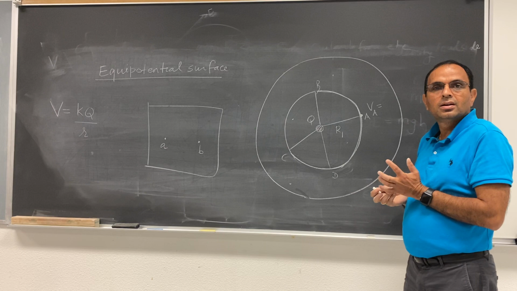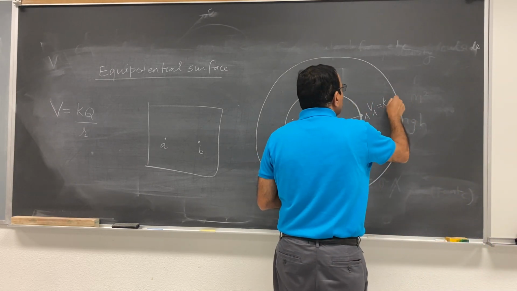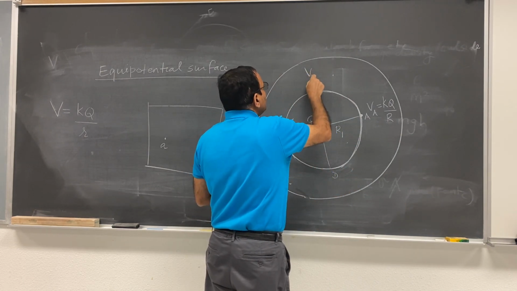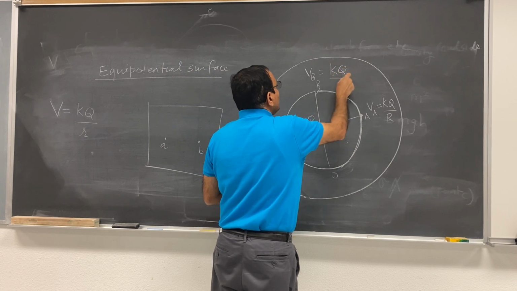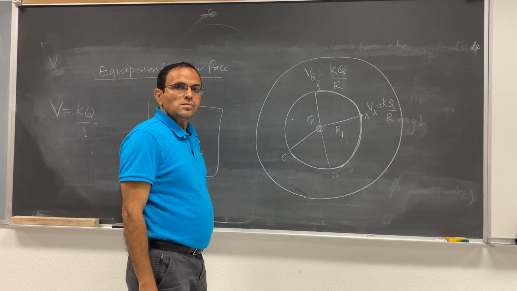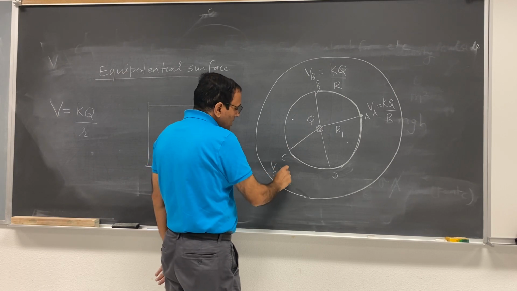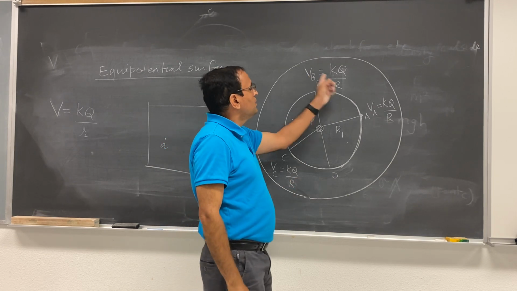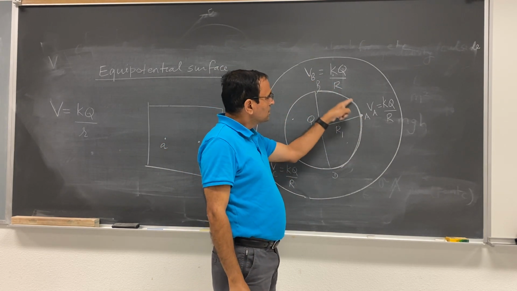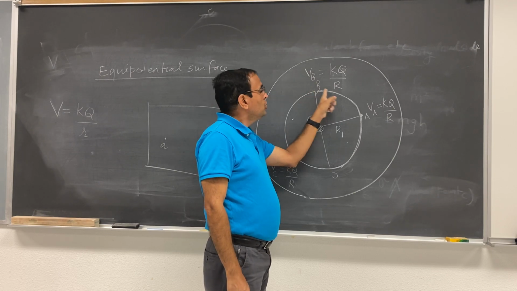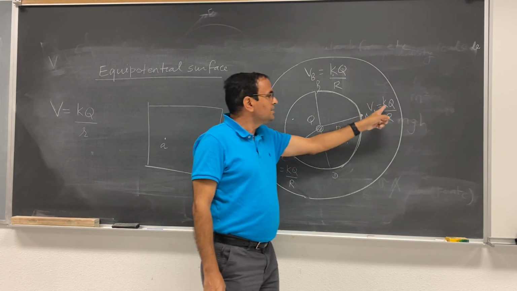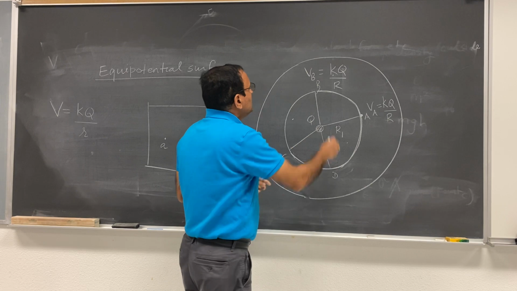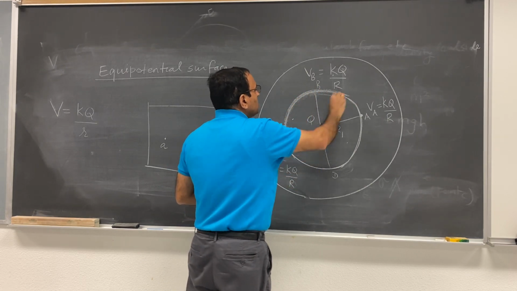But it is a sphere. So if I calculate here, this is KQ divided by R, the potential at point A. What is the potential at point B? What is VB then? Same thing, KQ divided by R. Here, VC, same thing, KQ divided by R. Everywhere on this spherical surface you have the same potential, because K is a constant, Q is the same for every point, and R is also the same because this is a spherical surface. So this surface is an equipotential surface.